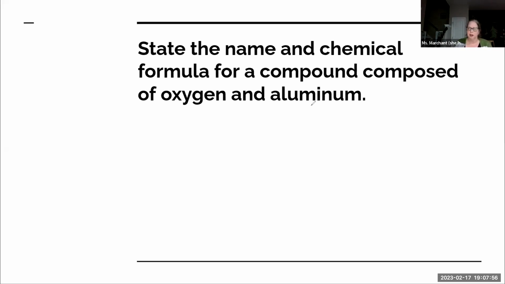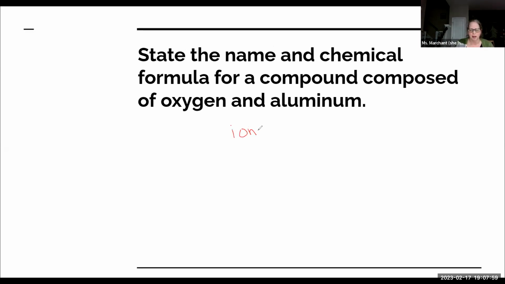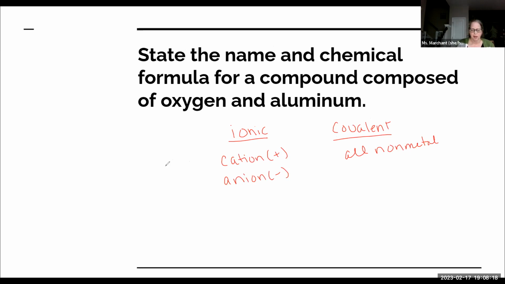Every time you find a chemical formula, you have to decide if it's ionic or covalent. If it's covalent, then you have all nonmetals in your set of elements. If it's ionic, you have a cation, which is a positively charged ion, and an anion, which is negatively charged. To help you remember, cats are positive, okay? And anions are sour like onions. That also helps you with the spelling. So first thing you do every time, figure out if it's ionic or covalent.